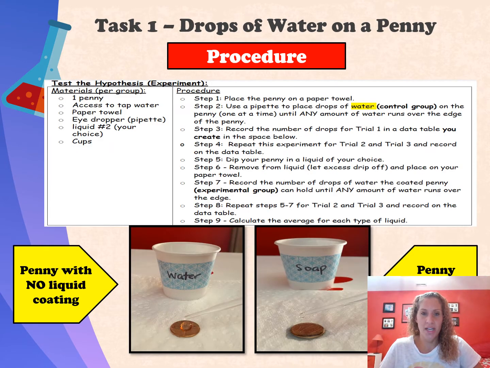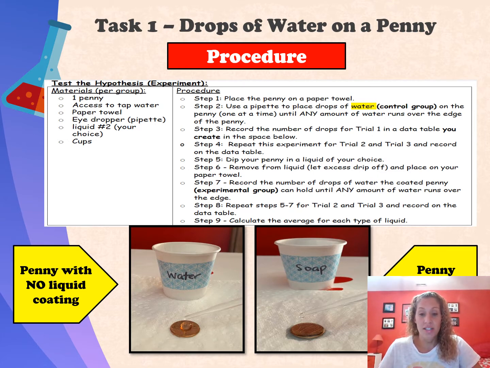Okay, I've already explained this procedure a little bit. You can see what you need in the materials section here. But basically, you're going to take a penny, put it on a piece of paper towel or napkin, whatever you have lying around, and you're going to drop water droplets on top of it, counting them until it starts to overflow. Then you're going to record that piece of data. You're going to repeat that 2 more times for a total of three trials. Then you'll create an average from that.